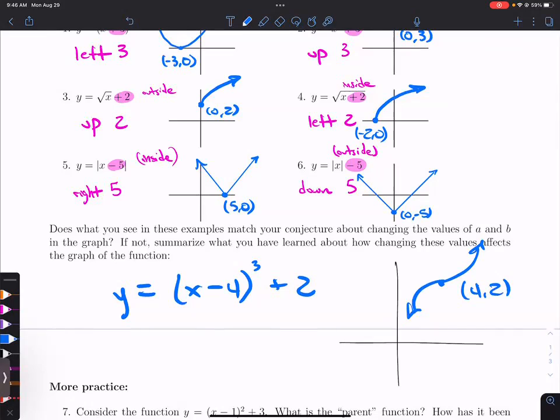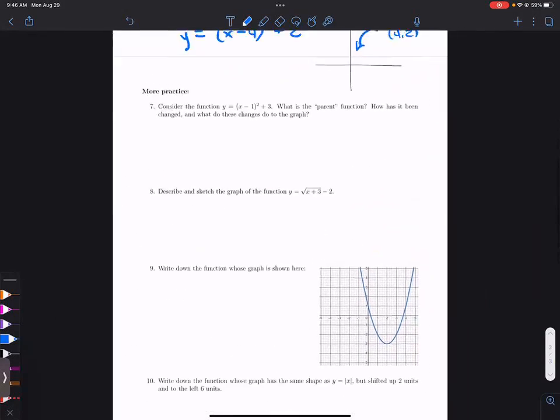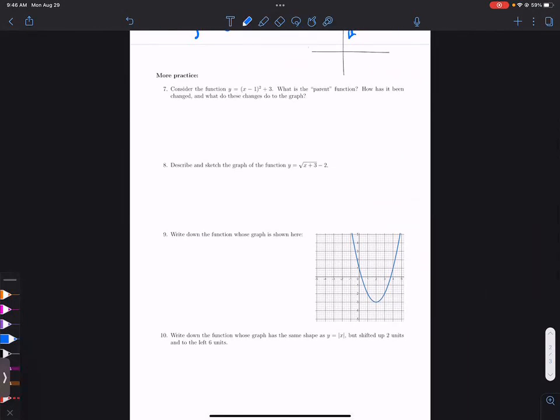Awesome. Okay, so on the back, there are 4 problems where we are doing all of the same kind of stuff or using all the same kinds of ideas, just maybe from different perspectives. So 7 says, here's a function given to you basically the same way I just did. Tell me about the parent function. What has happened to it? How has that changed it? What does that do to the graph? Like describe it, right? 8, same kind of idea, describe and then sketch the graph.